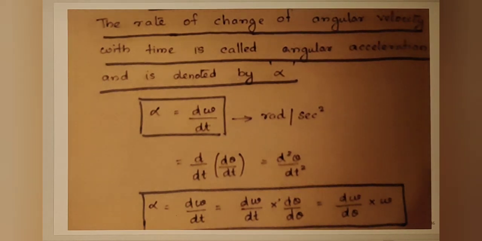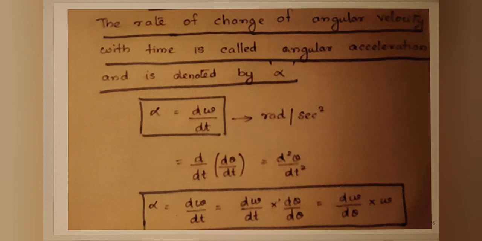Next we will define what is angular acceleration. The rate of change of angular velocity with respect to time is known as angular acceleration, which is denoted by alpha. So alpha is equal to d omega by dt, and the unit is radian per second square.